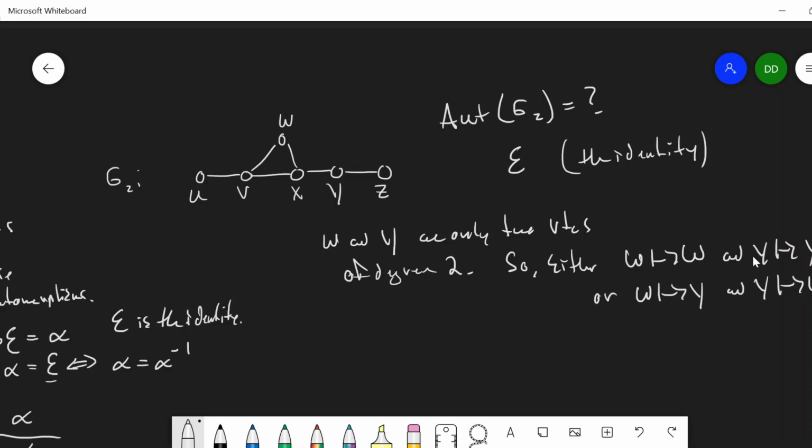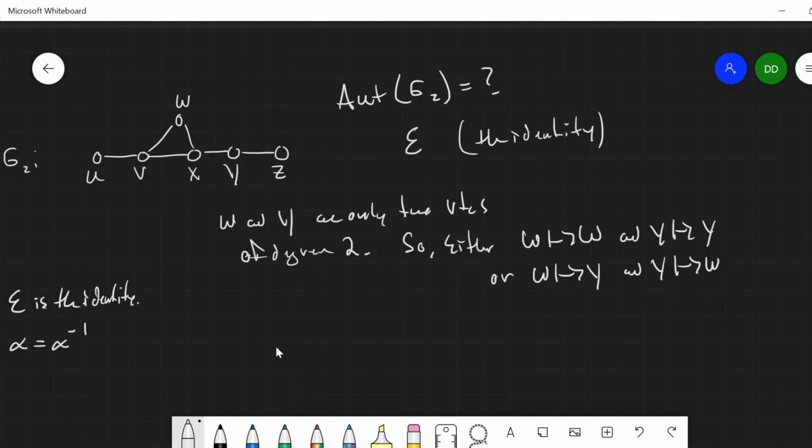So if W gets sent to W and Y gets sent to Y, it's pretty clear that we need Z to get sent to Z, X to get sent to X, V to get sent to V, and U to get sent to U. That is, the rest of it will be determined and will lead to the identity automorphism. So if this happens, we can pretty quickly see that we'll get the identity automorphism.